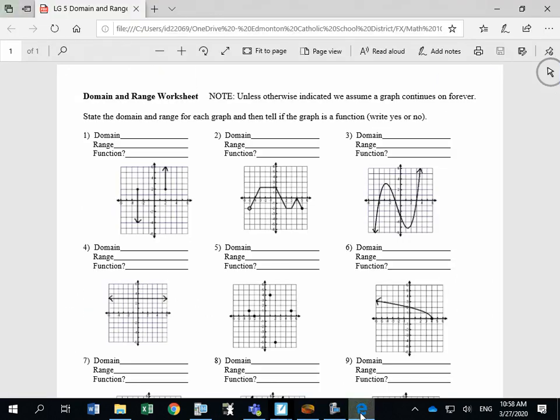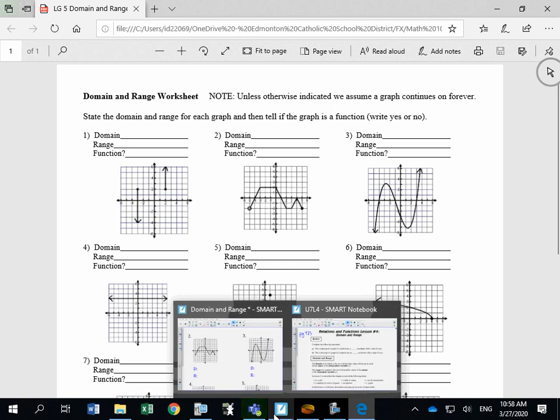And then you're going to have a domain and range worksheet at the end that you're going to do for homework. So you should have sort of 3 things: the workbook, the worksheet, and then a handout.